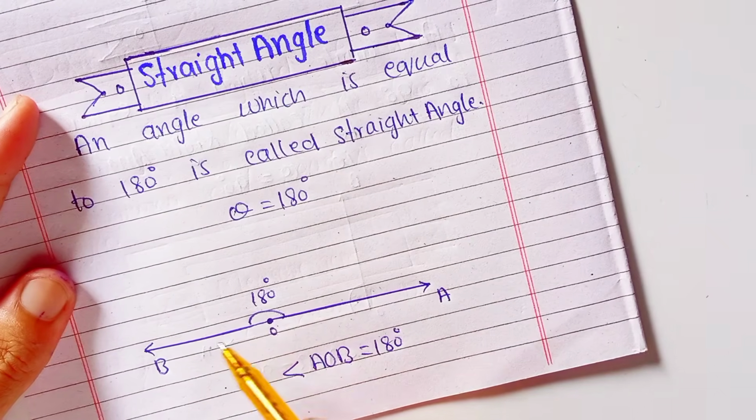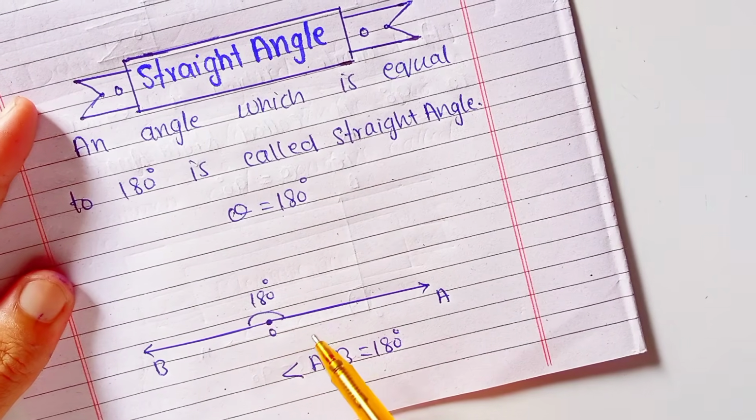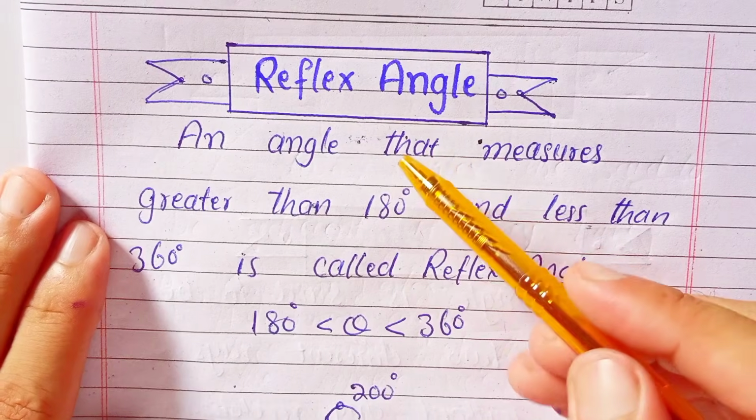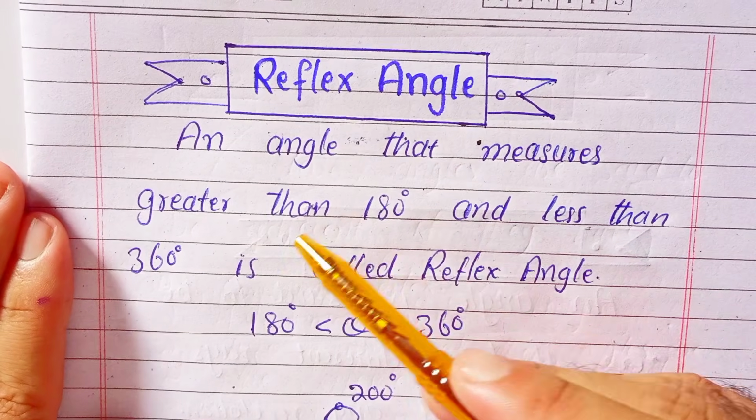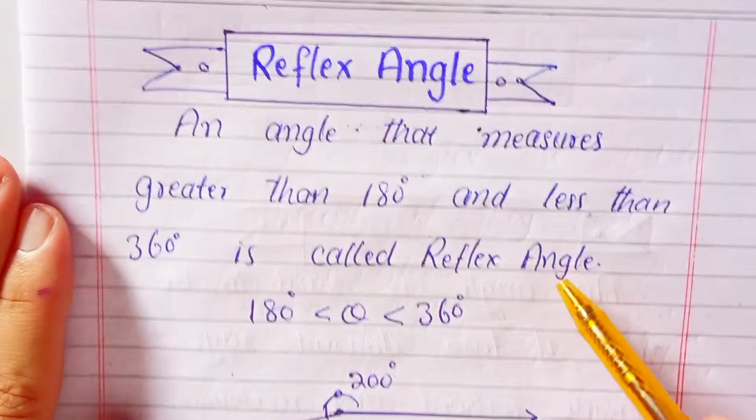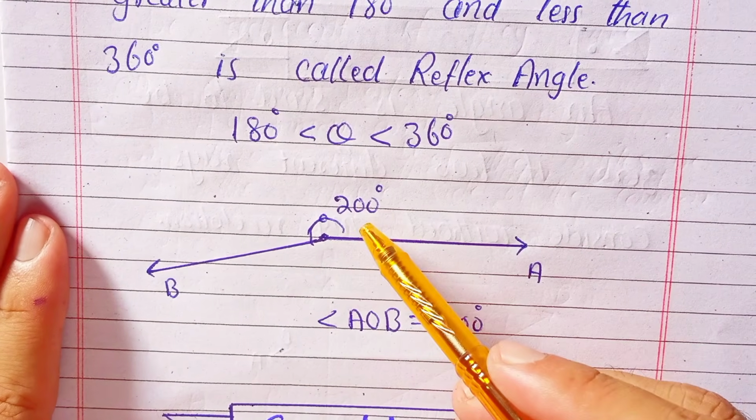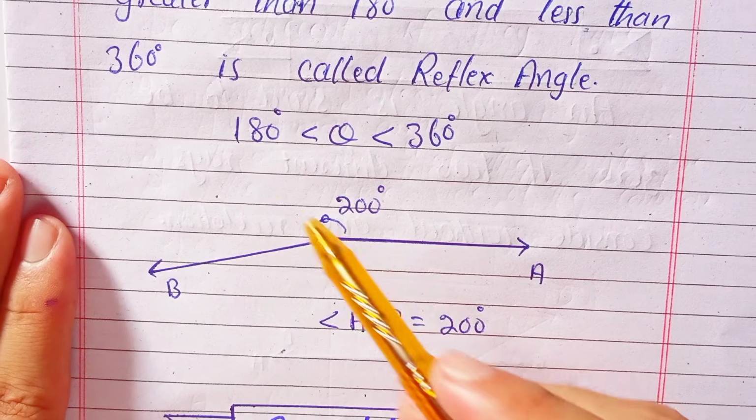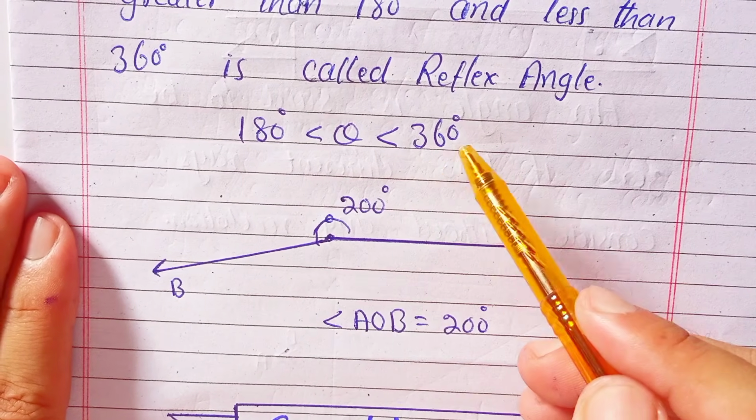Here the angle AOB measures 180 degrees in a straight angle. Reflex angle. An angle that measures greater than 180 and less than 360 is called a reflex angle. For example, 200 is a reflex angle because it measures greater than 180 but less than 360.